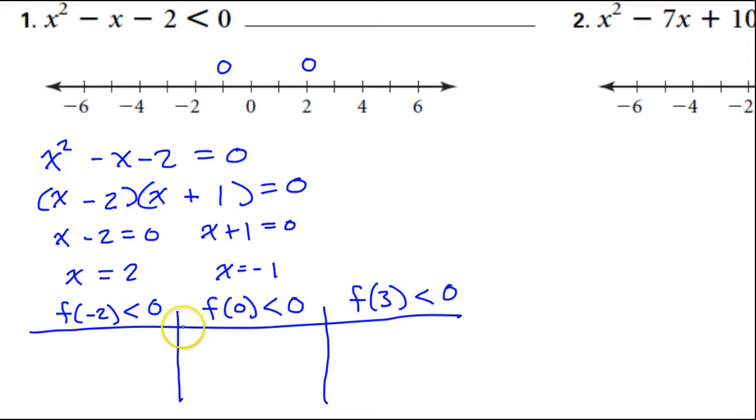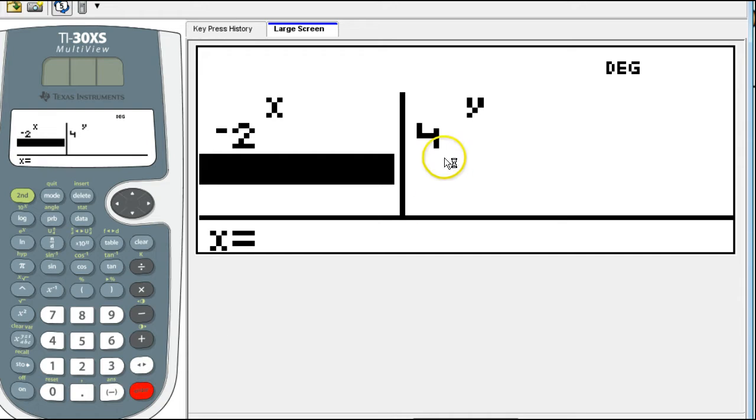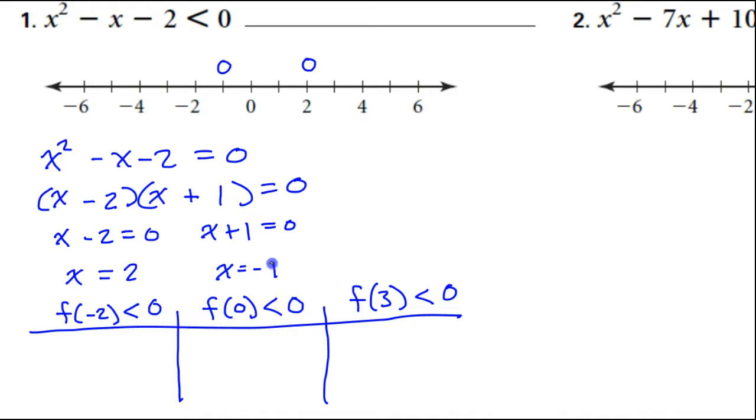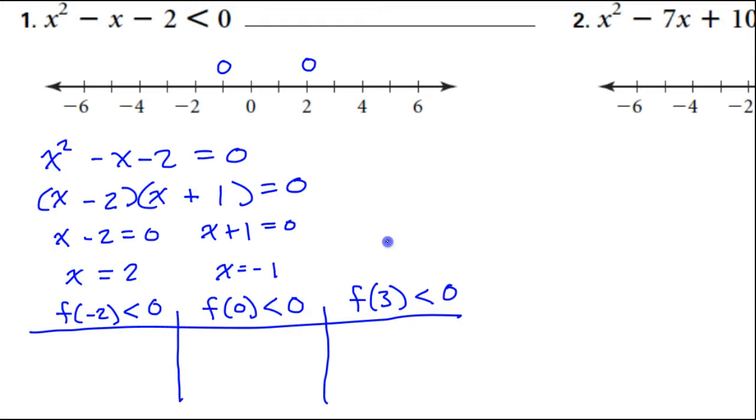All right, so we want to know about these specific three values. So I can just type them in, -2, 0, and 3. It's very easy. So I'll type in -2, and I see the value of that. Type in 0, see the value there, and 3. Okay, so I'm getting 4, -2, and 4. Now the question is, is this less than 0? Is 4 less than 0?